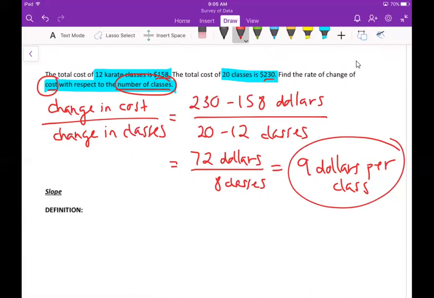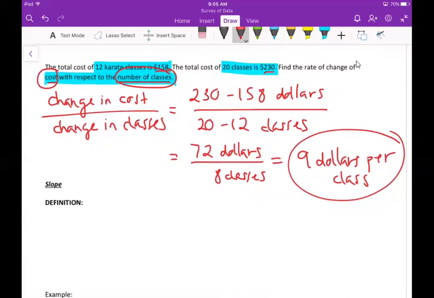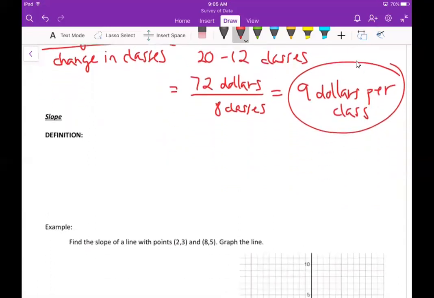Okay, so rate of change has a lot of applications when it comes to real life scenarios, right? These changes over time or these changes over different things we'd like to know, like cost per class. Now, rate of change when we're thinking about a line is called the slope. So the rate of change when we start talking about a line is slope. So slope, the definition here is that it is the rate of change.